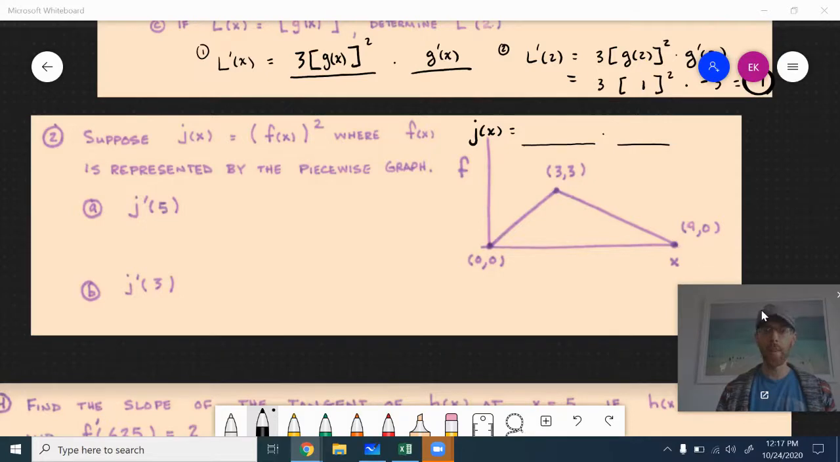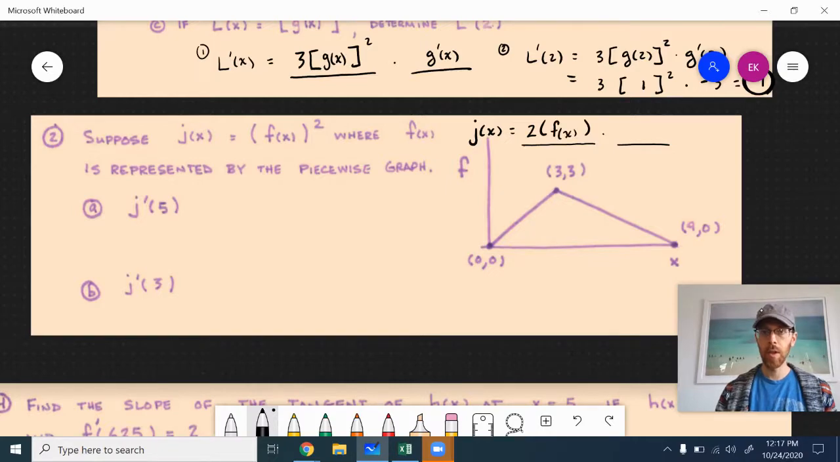Outer function is something squared, so I'm going to write 2 times something. Inner function is f of x multiplied by f prime of x. So there is our derivative equation. Let's take that and use it to calculate j prime.